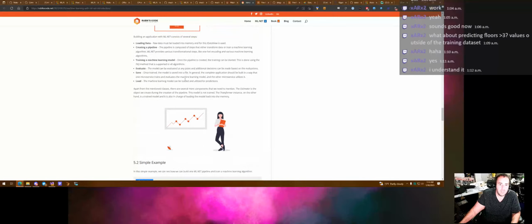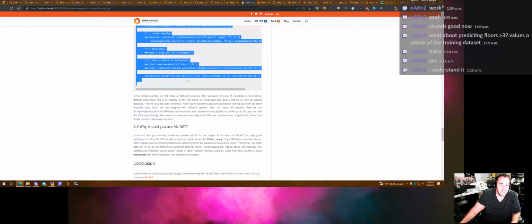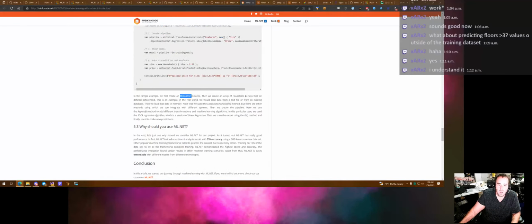So we just did the simple exercise, so that makes a lot of sense. We create a context, we create an array of house data, we load data into memory.